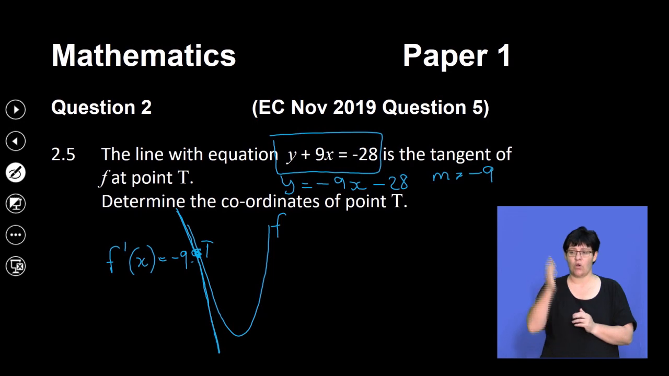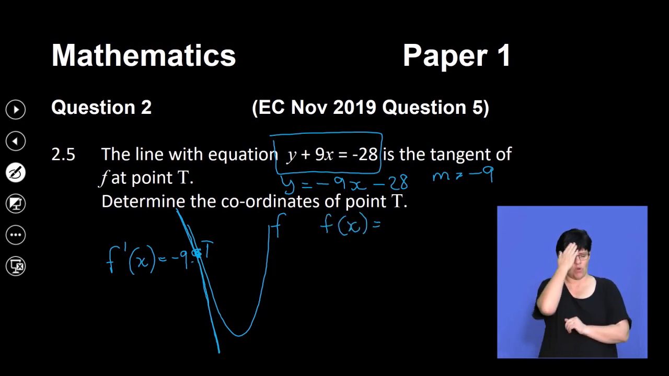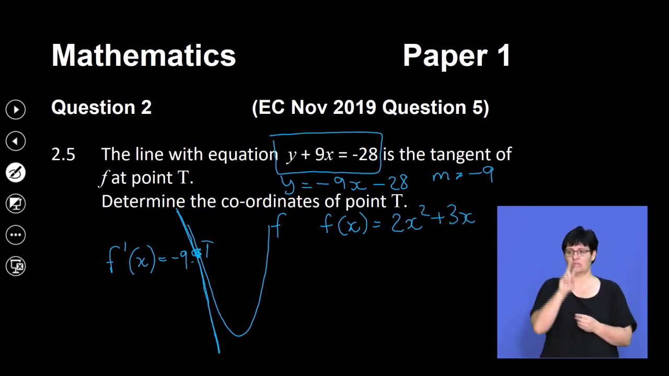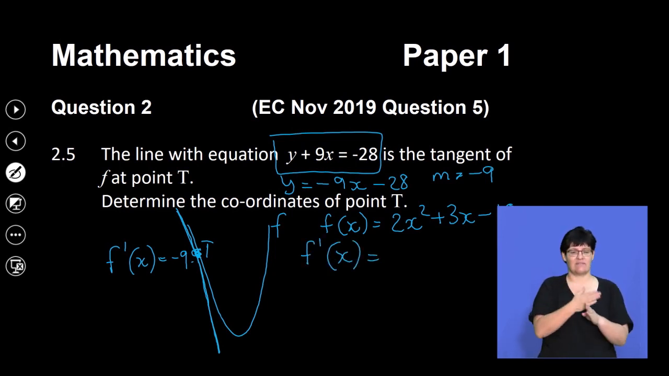Okay, so we now know that f of x, because we know a, b, and c. And the great thing about the way that they asked the last question is that even if you couldn't quite show that a was 2, b was 3, and c was negative 10, you're allowed to use those values now to get the correct function. So we have 2x squared plus 3x minus 10. We're now going to find the derivative of that, and this is a nice, easy function to find the derivative of. It's 4x plus 3.